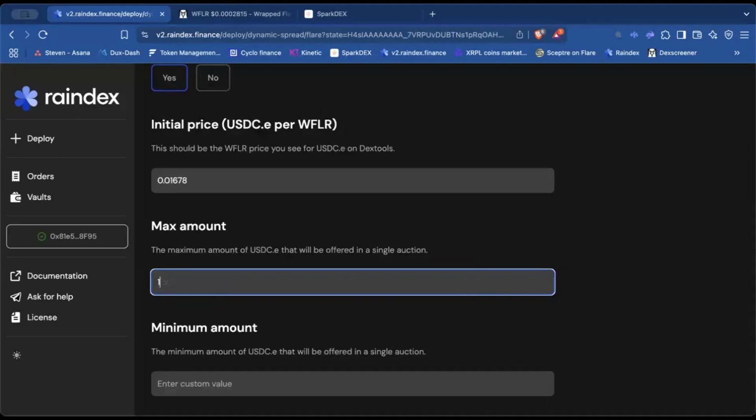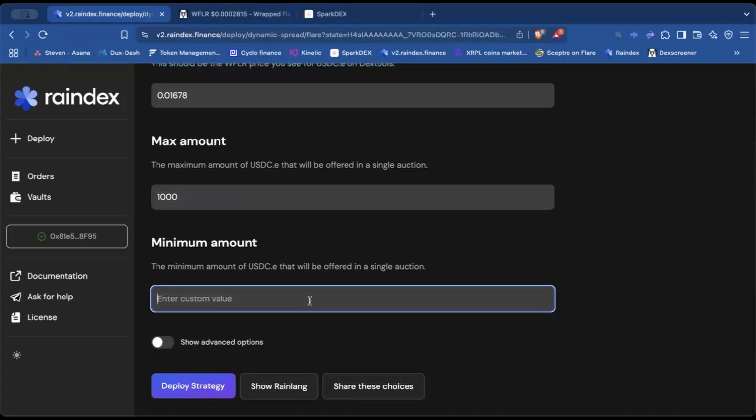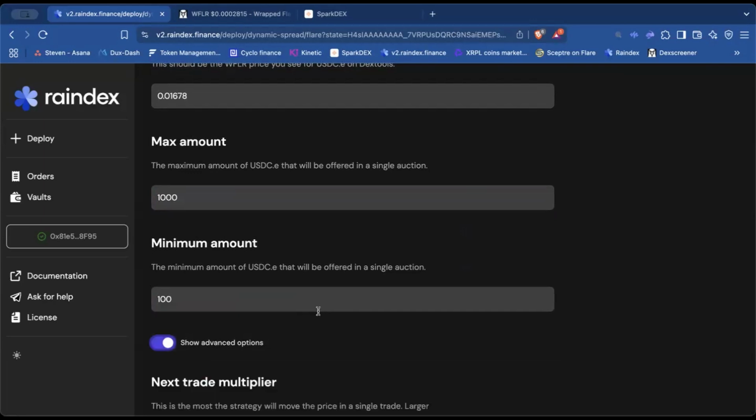Okay. Yeah, I was thinking somewhere around there, 1,500, something like that. Yeah, so then that at least gives you three good trades, almost four good trades. And the minimum amount, maybe say 100. Yep. That's what I was thinking. And then show advanced options.